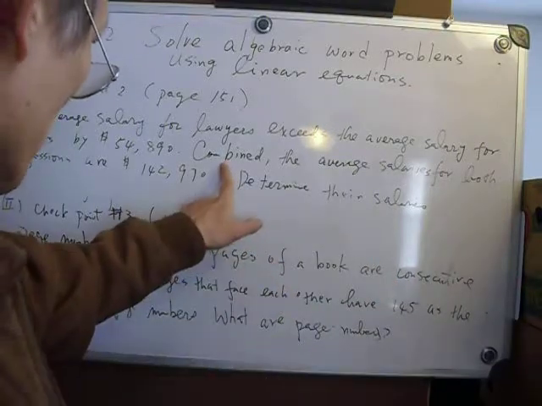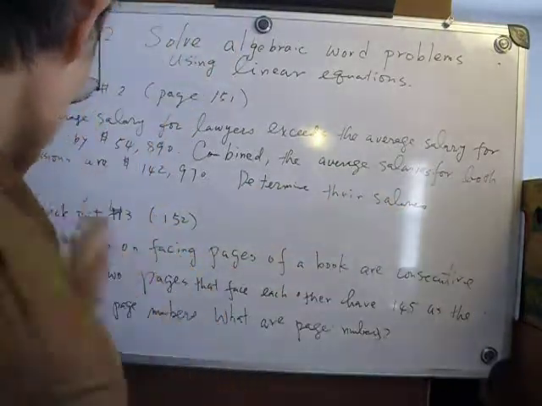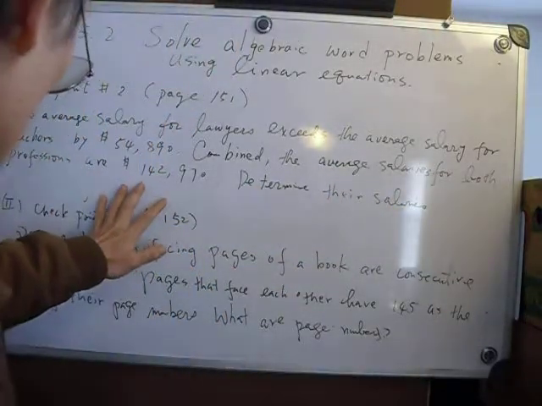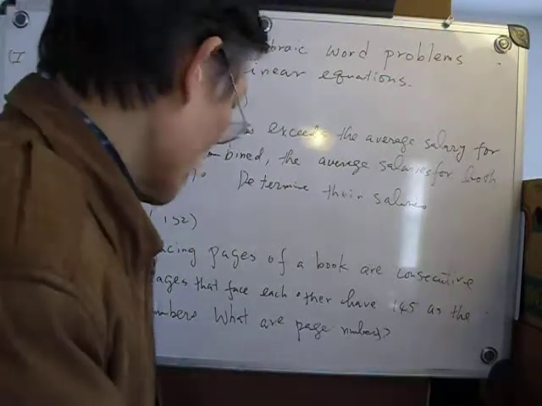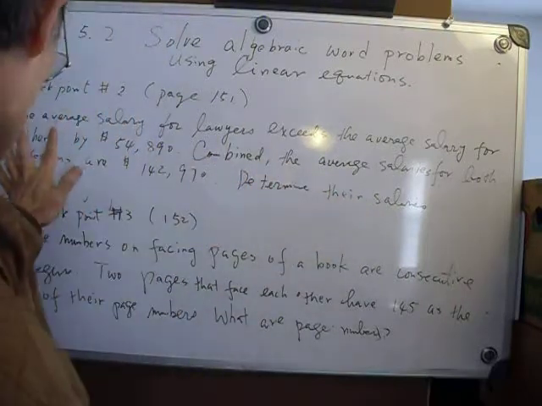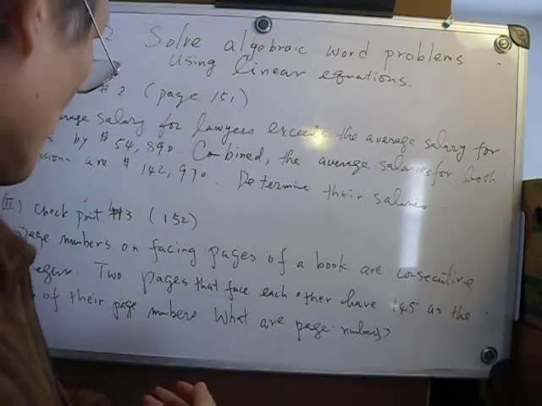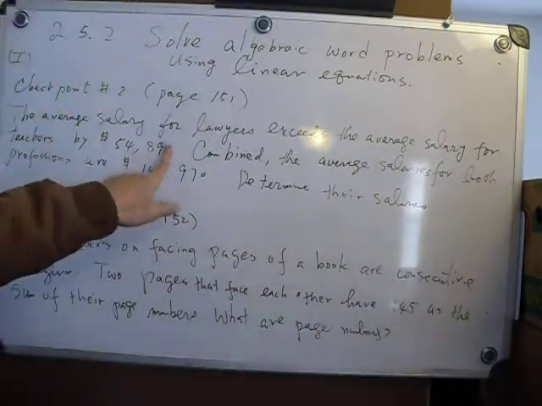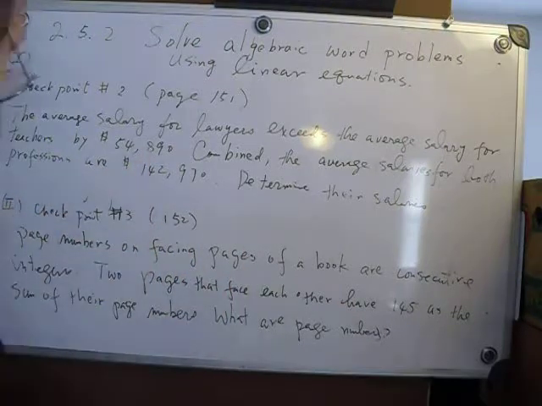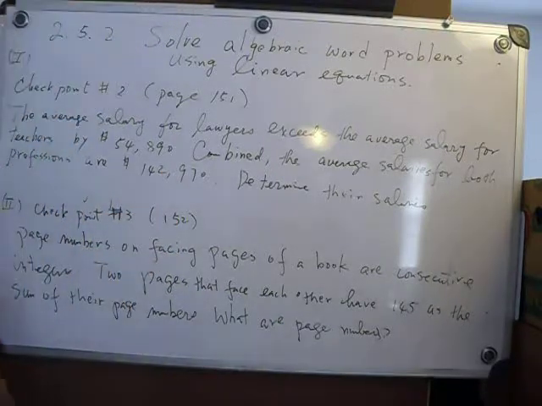Okay. Next, combined together. Their average salaries for both professions are $142,970. Determine their salary. Obviously, the question is asking for the salary for the lawyer and the salary for the teachers. Two kinds of profession. One exceeds the other by $54,890. Together, they have $142,970. So, how do we approach this problem?